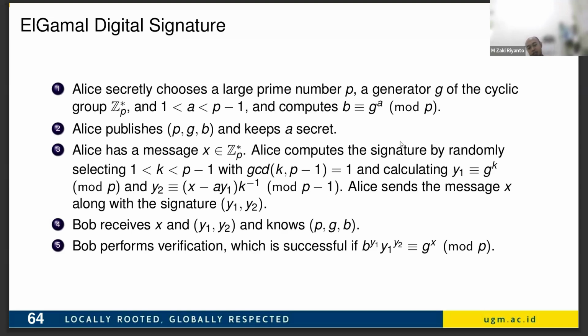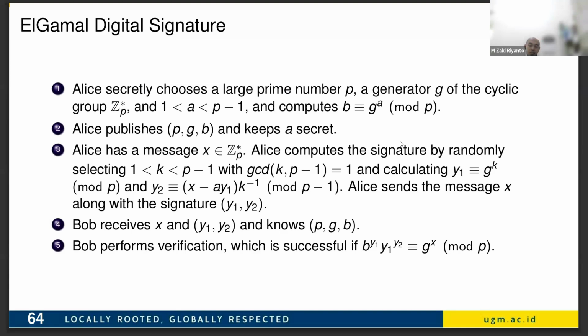Suppose that Alice has a message x, and then Alice computes the signature of x by randomly selecting an integer k such that k is relatively prime with P minus 1.